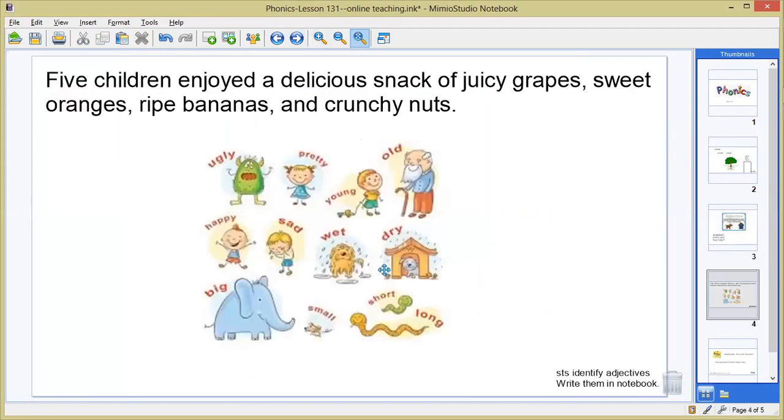All right, so read this sentence with me. 5 children enjoyed a delicious snack of juicy grapes, sweet oranges, ripe bananas, and crunchy nuts. All right, guys, pause it and go ahead and write all the adjectives that describe these nouns in this sentence.